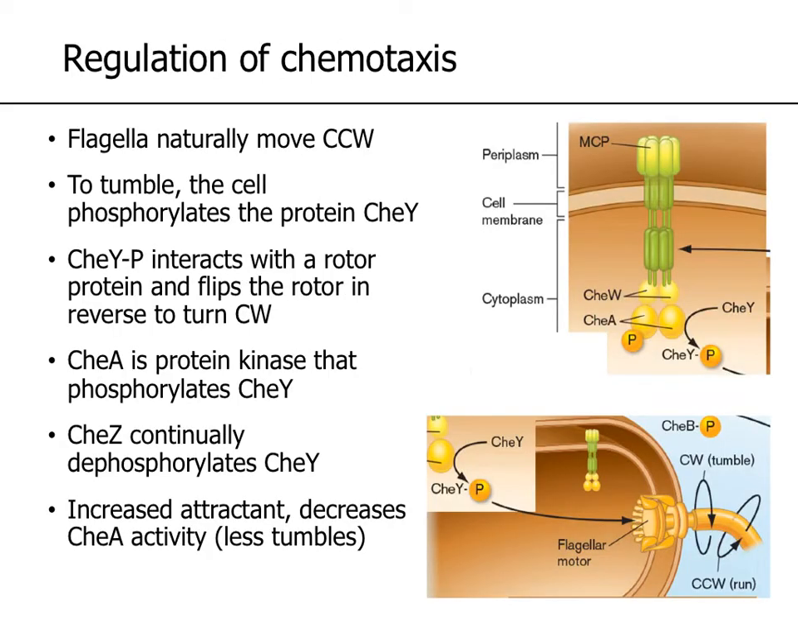All right, so how does it do this? So flagella, again, the natural movement is counterclockwise. In order for it to actually tumble, what the cell does is it phosphorylates the protein KY. So this thing here gets phosphorylated. Then KY actually interacts with the rotor. So if this is the rotor, it actually interacts with this rotor, and it causes the rotor to turn the other way.